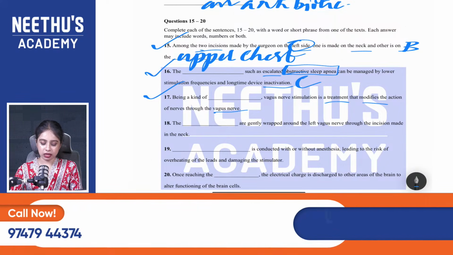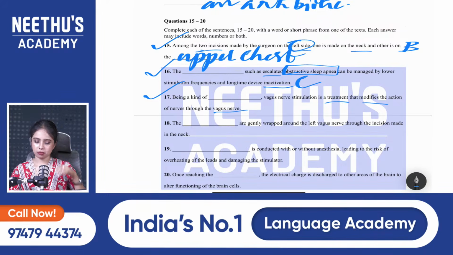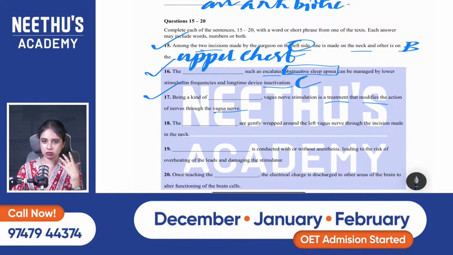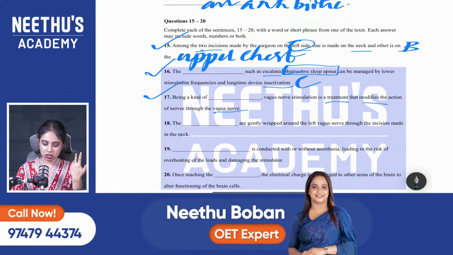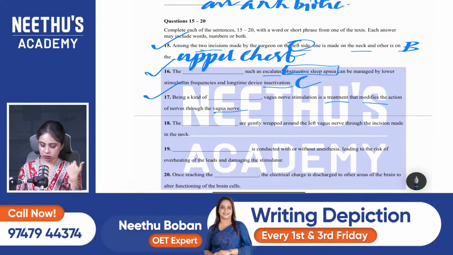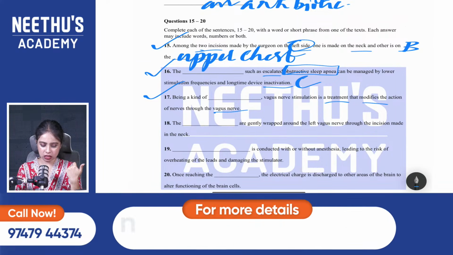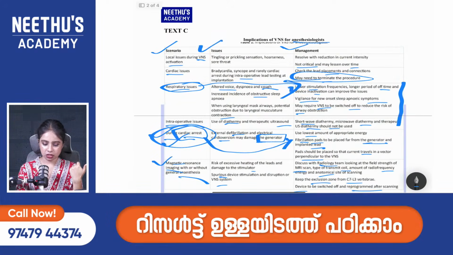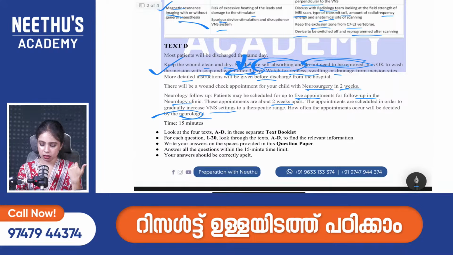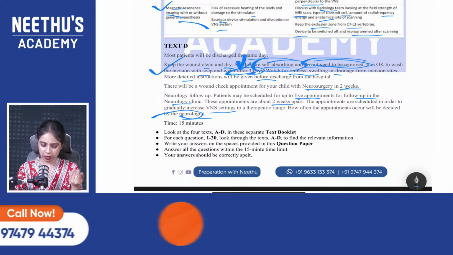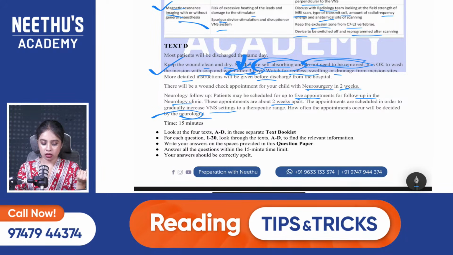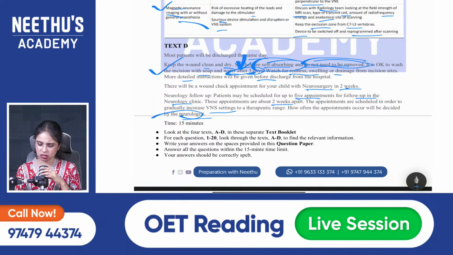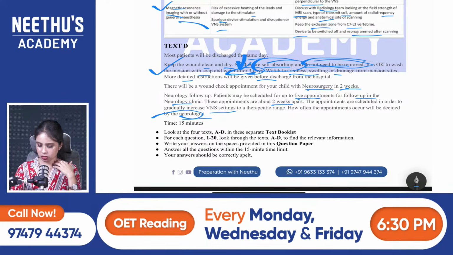Okay, the 17th one again. What about the 17th question? Being a kind of dash, then vagus nerve is there, treatment is there, modifies is there. I think the answer is from text D, right? Yeah, of course, the answer is mentioned here in text D. I think from the last para. Neuromodulation, that will be the right answer. Where is it mentioned? Is it in text D or in some other text? I'm not sure.